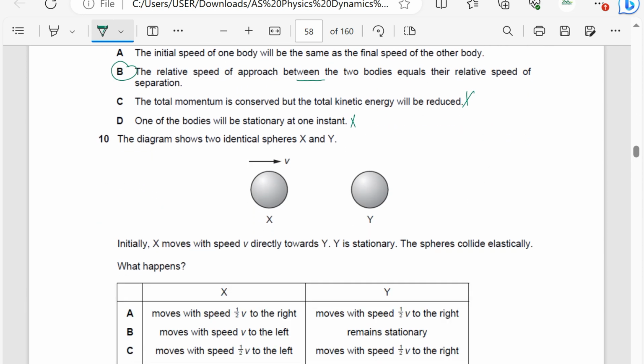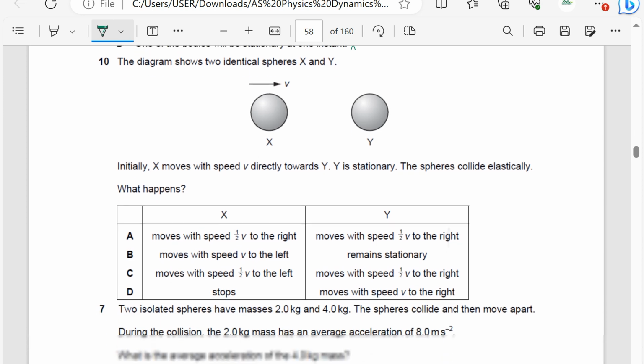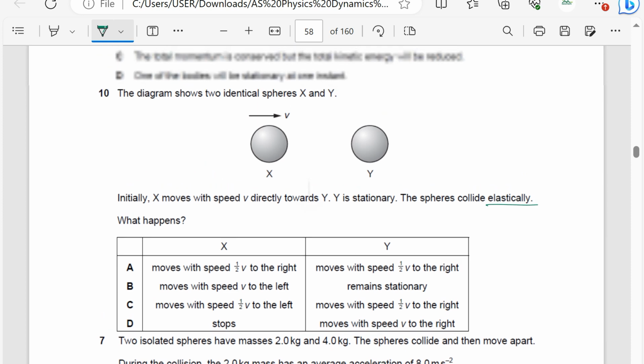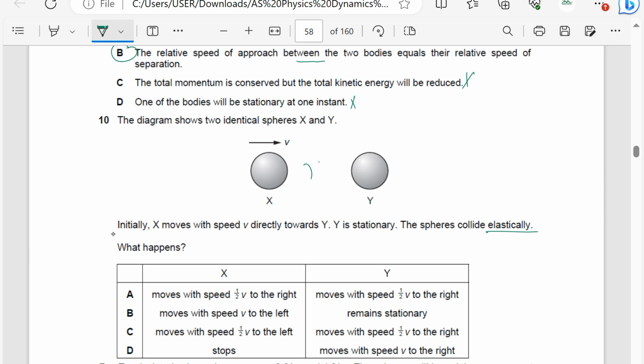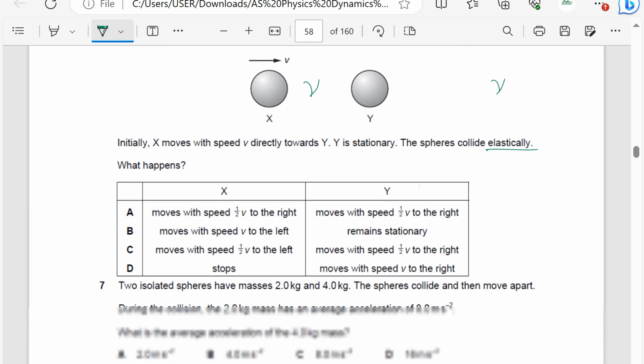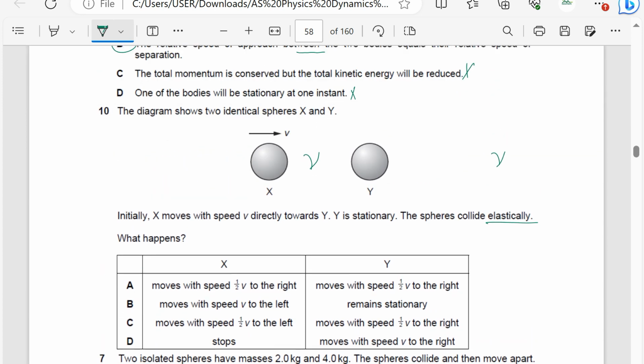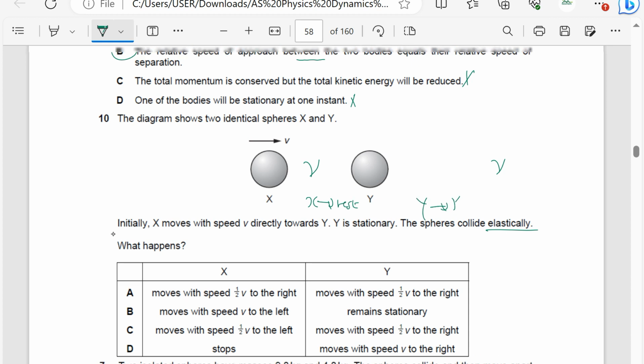The diagram shows two identical spheres x and y. Initially, x moves with the speed v directed towards y. y is stationary. The spheres collide elastically. If they collide elastically, relative speed of approach is v minus 0, which is v. Relative speed of separation should also be v. So let's begin by inspecting relative speeds. That means if the relative speed of separation is still to be v, when x collides with y, x will go to rest and y will have the speed of v.